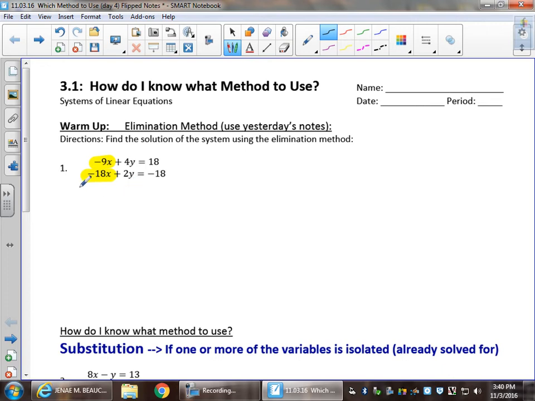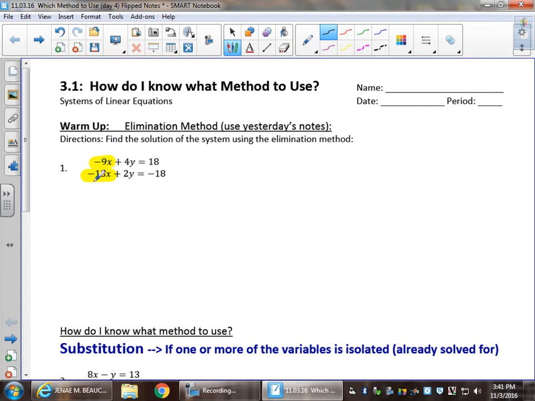I see here that this is a -18x. I can multiply, and -9x could become a positive 18x. When I look at my y's, this is a 4y. I could multiply and make this a -2y. These are both negative and these are both positive. So in terms of strategy, it really doesn't matter which you choose. I think I would like to get my x's to be eliminated.